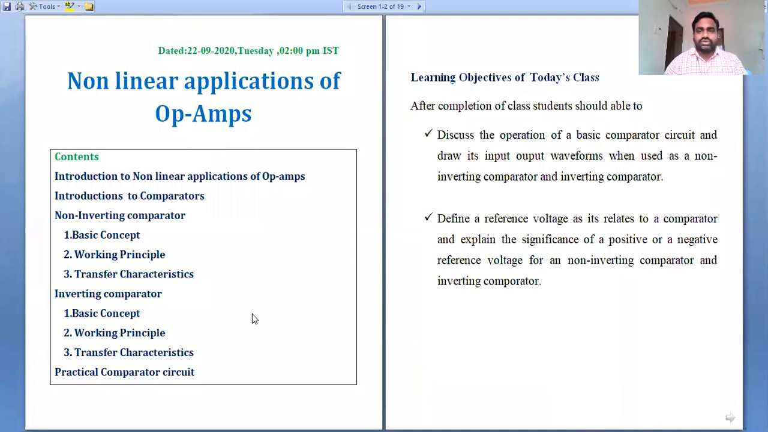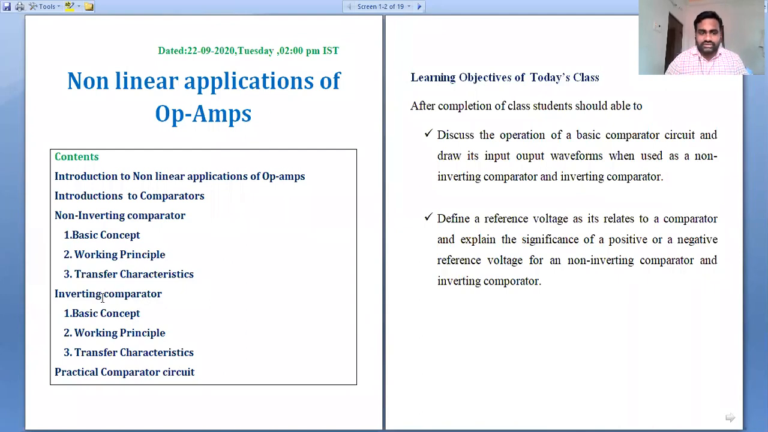So these are the contents we are going to see in today's class, that is introduction to nonlinear applications, and again introduction to comparators. And next we will discuss the non-inverting comparator. We will see the basic concept of non-inverting comparator. We will see the working principle, and next we will see the transfer characteristics of non-inverting type comparator.